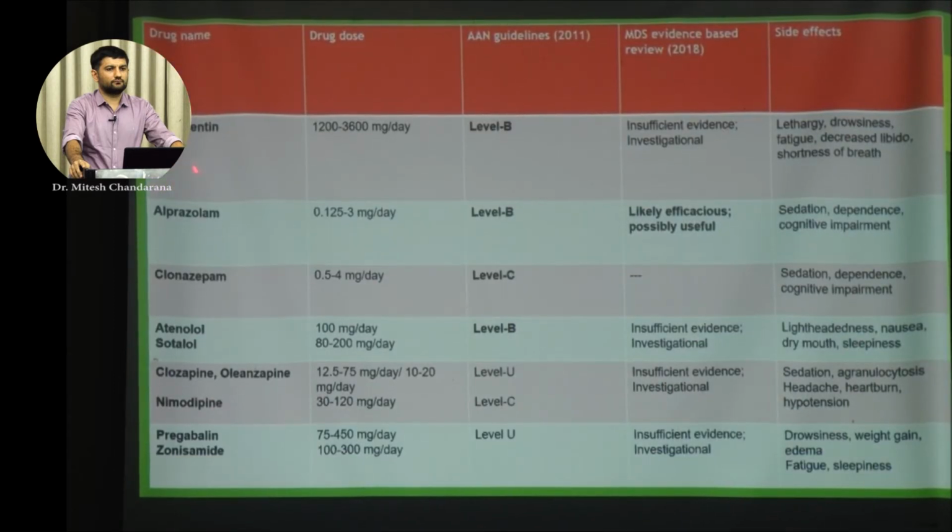If we see other medications like gabapentin, initially it was given level B, but now according to MDS it is suggested as insufficient evidence and investigational. Benzodiazepines like alprazolam and clonazepam also help. Other beta blockers like atenolol and sotalol possibly have level B evidence, so they can help in patients in whom the side effects of non-specific beta blocker are there.